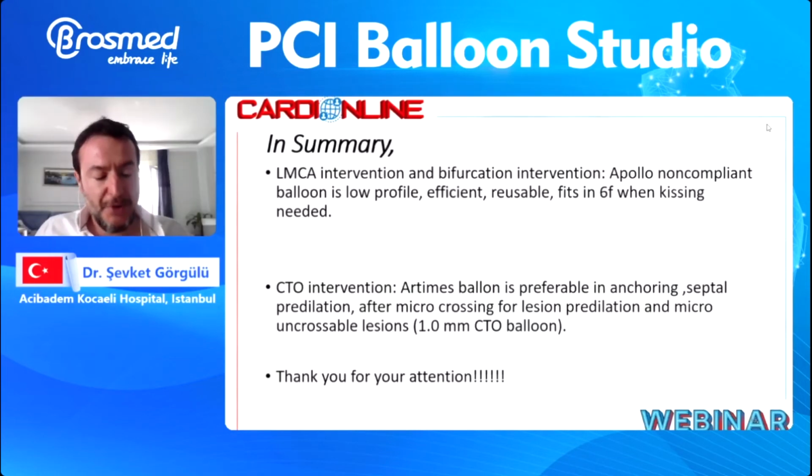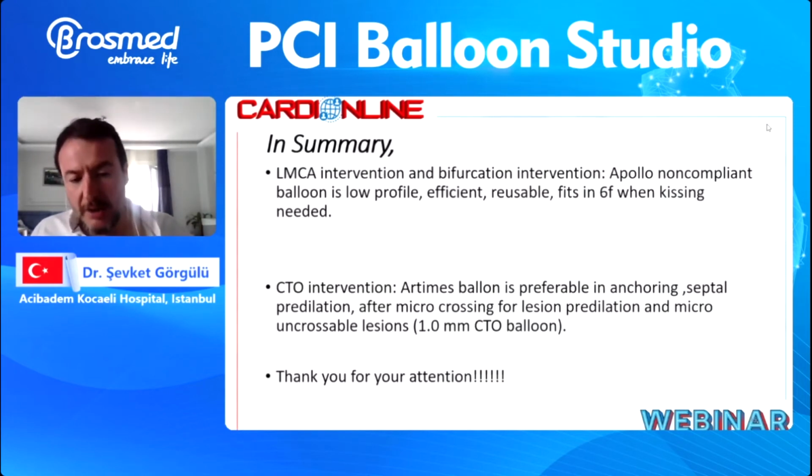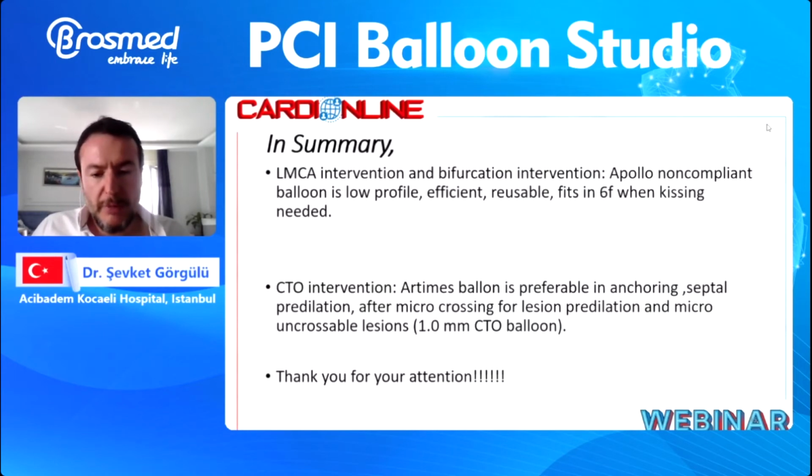You can easily predilate a septal, or predilate a microcatheter-uncrossable CTO, with the 1.0 balloon. The 30 millimeter long feature gives you gain in time, contrast, and radiation exposure after crossing the CTO with a microcatheter. And that's all I am going to say, and thank you all for your attention.